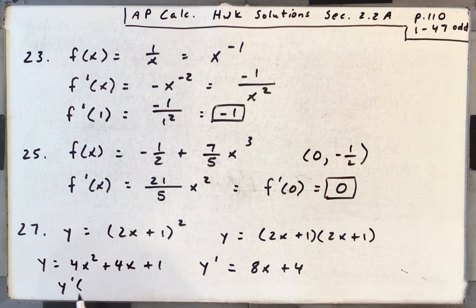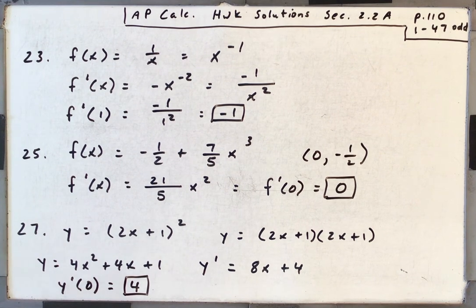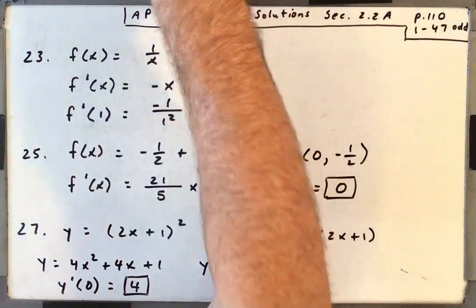Therefore, y prime of, what's our point on this problem? It's 0. Our x value is 0. That's going to be 8 times 0 plus 4, which is 4. All right, not too bad.